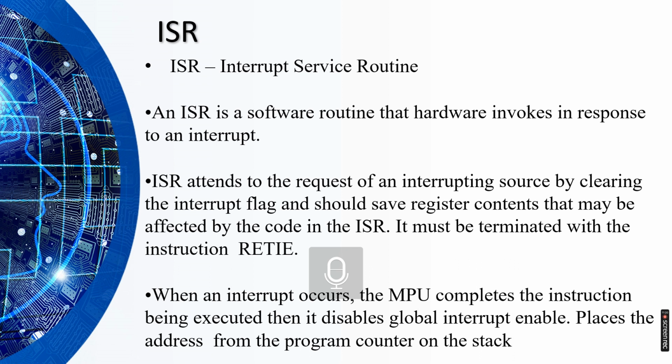When an interrupt occurs, the MPU completes the instruction being executed, then it disables the global interrupt enable. It places the address from the program counter on the stack. Hence, it is one of the important features and components responsible for the proper functioning of the system. It makes sure that the software routine is invoked by the hardware in response to an interrupt. So we can see the chronology: when an interrupt is fired, it gives its response to the ISR, and the ISR is the software routine that the hardware invokes to respond to that interrupt.